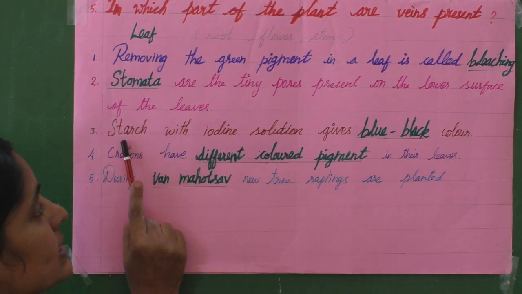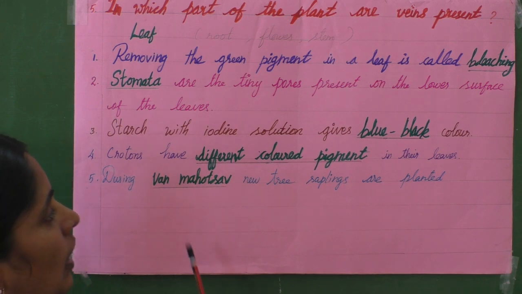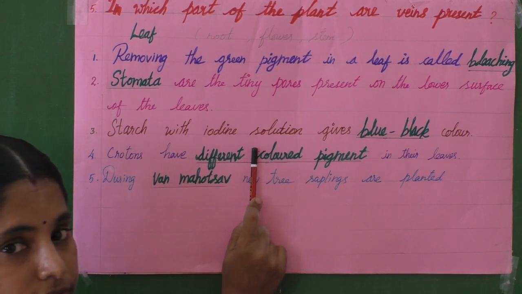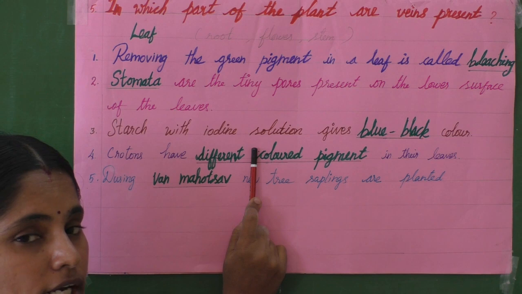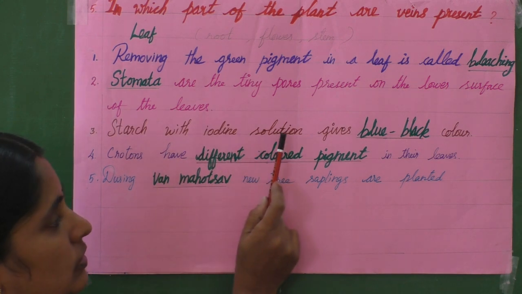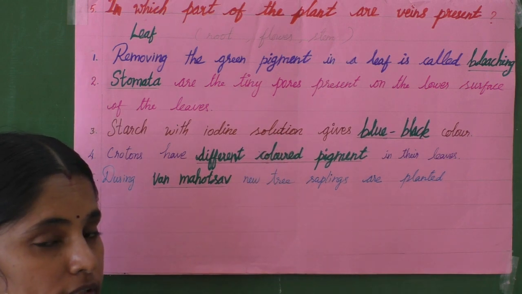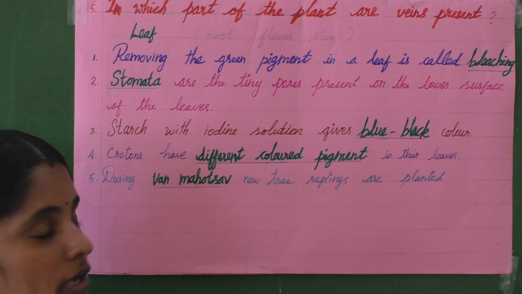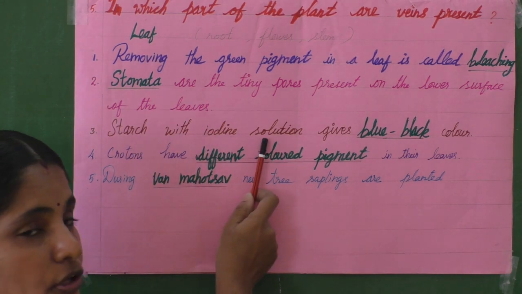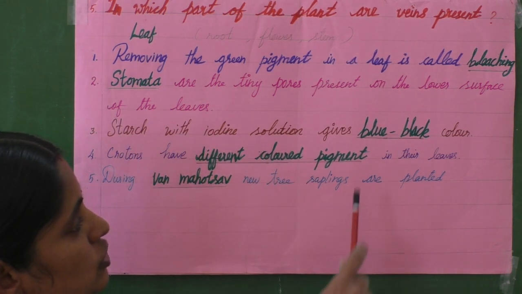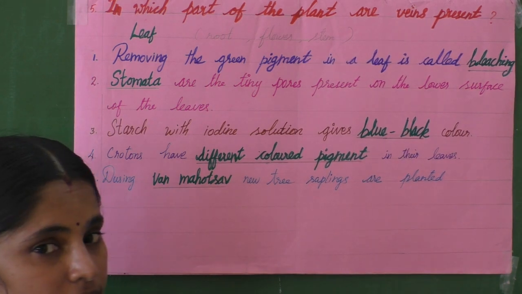Then the third one, starch with iodine solution. What color does it show? Solution means liquid, water. So starch with iodine solution gives blue black color.